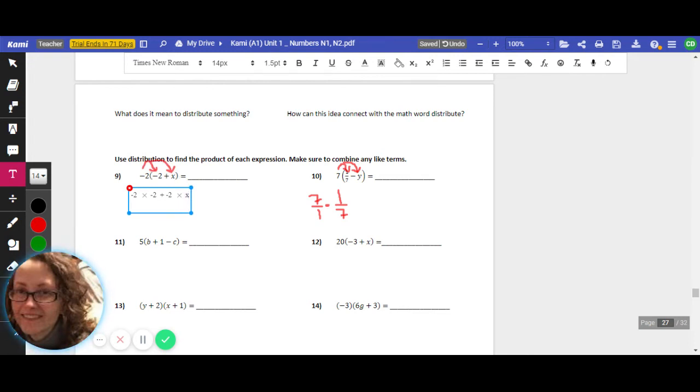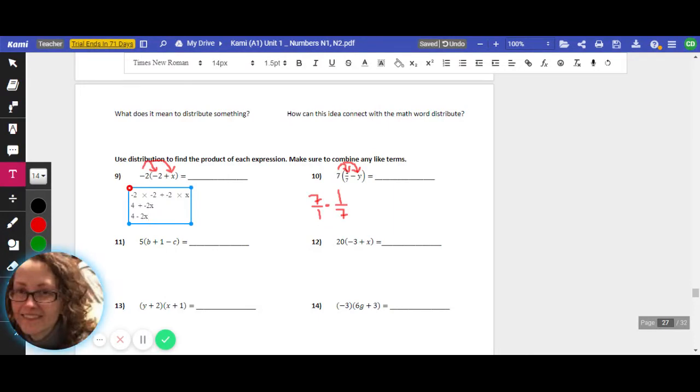So I get -2 times -2 to be a +4. Two negatives make a positive. And then a -2 times an x gives me a -2x. I can write that as 4 plus a -2x, or I could write it as 4 minus 2x. Either way, either answer is acceptable.